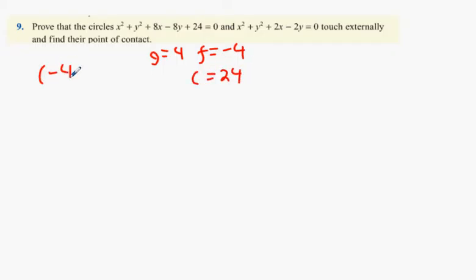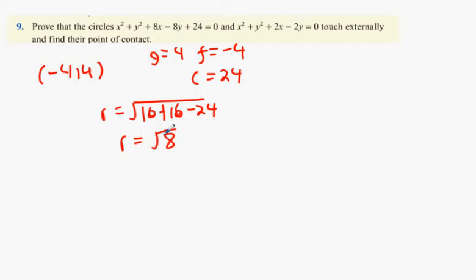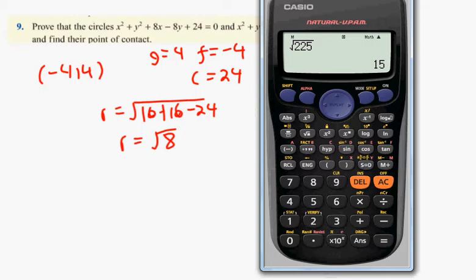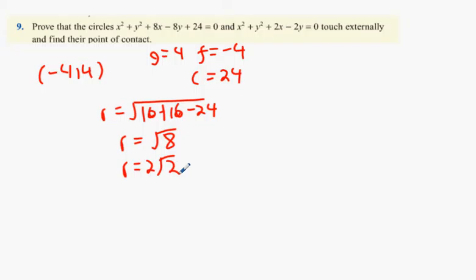center is, radius is 32 minus 20. 16 8. plus 16 minus 24. Ratio is root 8. Now just be careful with that, because root 8 in your calculator is 2 root 2. Okay. This is important, guys.